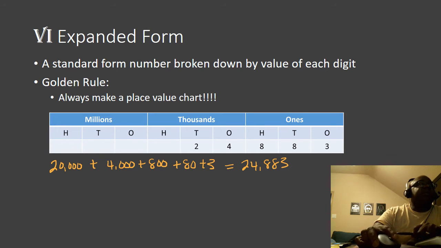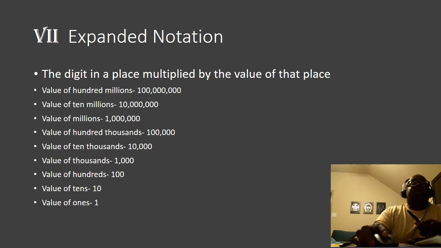Now, let's go to our next example. And now we're going to be looking at expanded notation. This is going to be a lot to write. I want to make sure you have all of this in your notebook because this is going to be very important for you to have anytime you work with expanded notation. And right here I have the value of each place that we've worked with so far. And remember, expanded notation is the digit in a place multiplied by the value of that place. And so let's go ahead and look at an example.